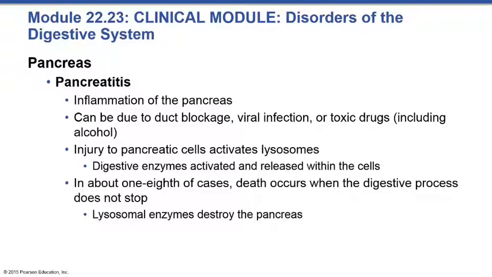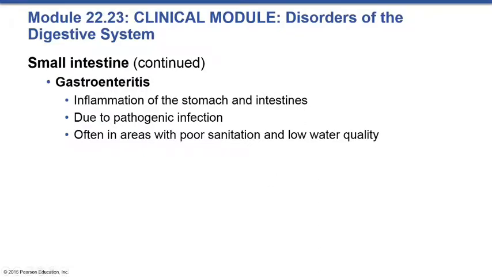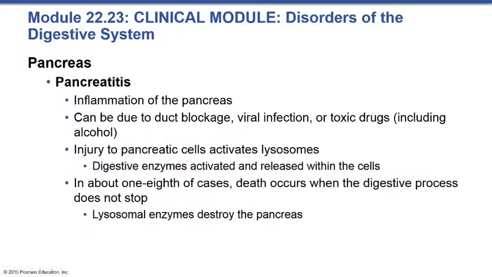Pancreatitis, inflammation of the pancreas. Again, you could be blocking the movement through the duct. There could be an infection. There could be, again, toxicity from drugs and alcohol. And injury to the pancreatic cells can activate lysosomes, which can actually digest the pancreas itself. And if this over-digestive process does not stop, then it can be a deadly situation. So lysosomal enzymes are overproduced and destroy the pancreas in pancreatitis.